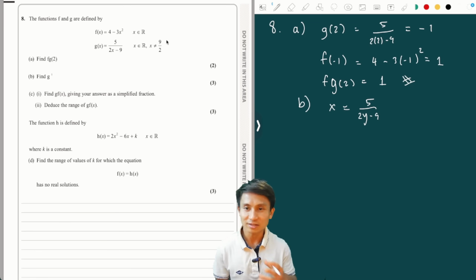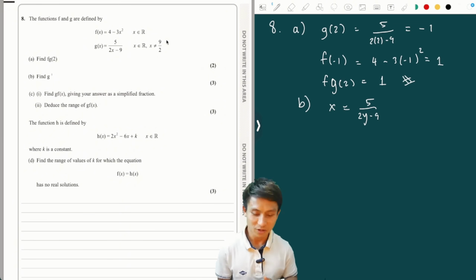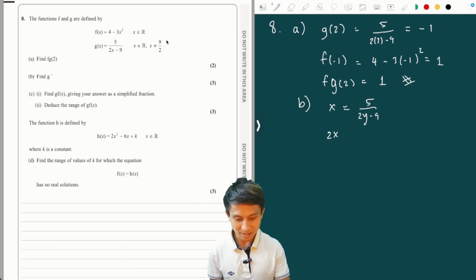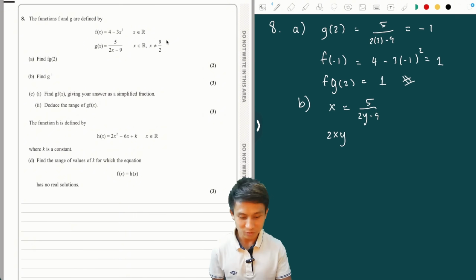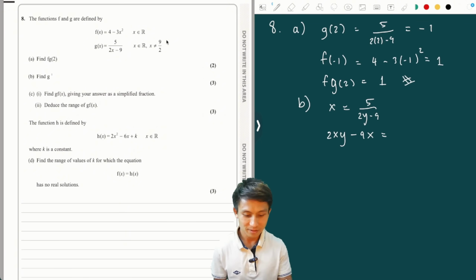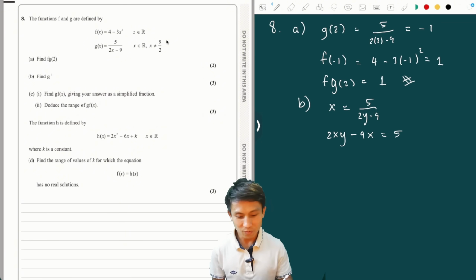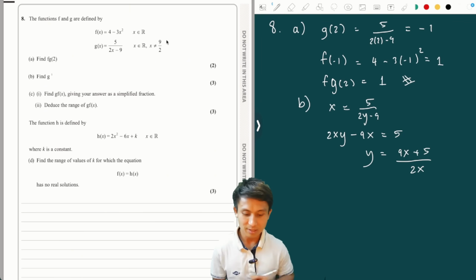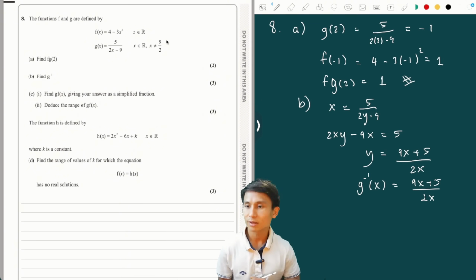Actually, there is a neat trick to find the inverse very quickly. But you guys need to write this out: you swap x and y and then rearrange. So I multiply that out by 2y minus 9, so I get 2xy minus 9x equals 5. And then we make y the subject, so it's going to be 9x plus 5 on the right side, divided by 2x. So g inverse of x equals 9x plus 5 divided by 2x. That would be the answer there.